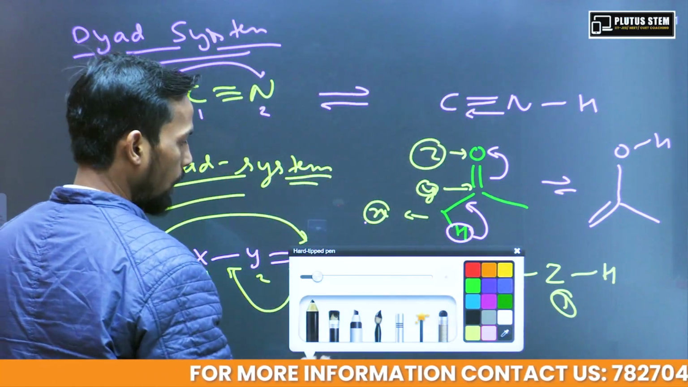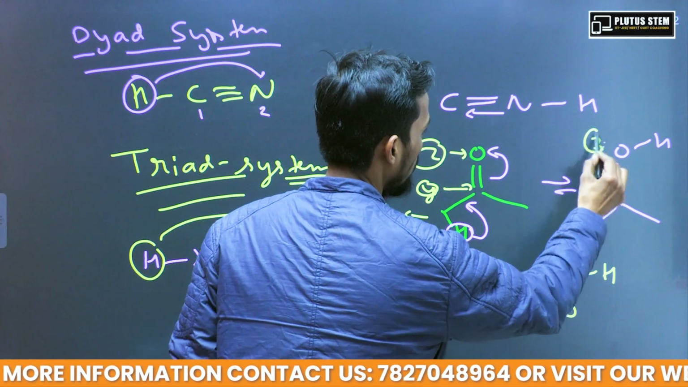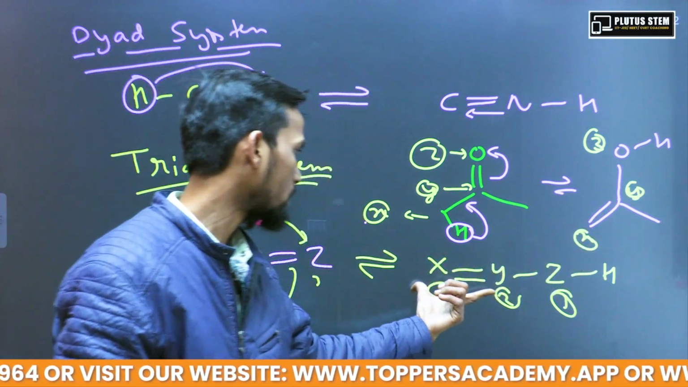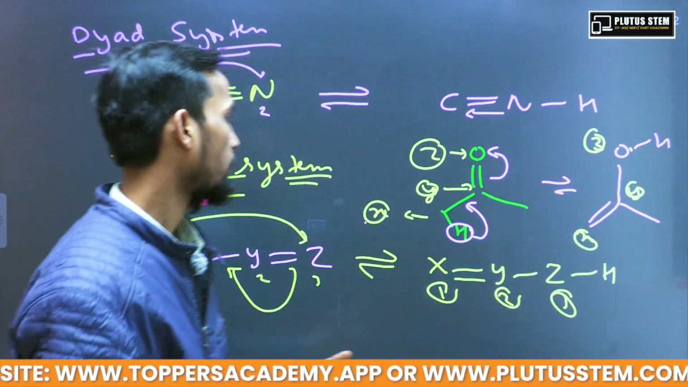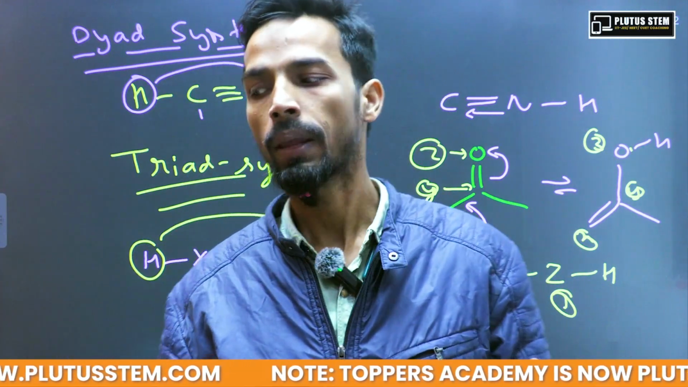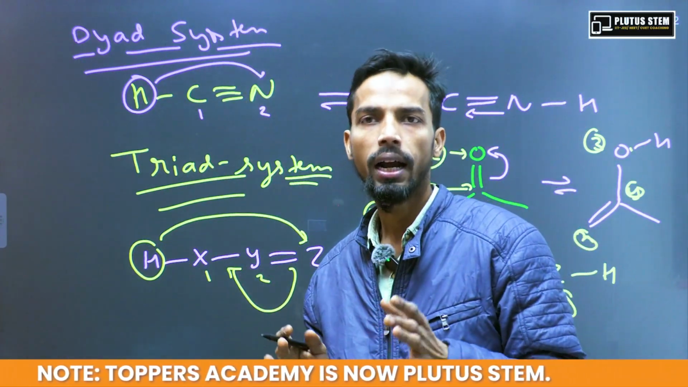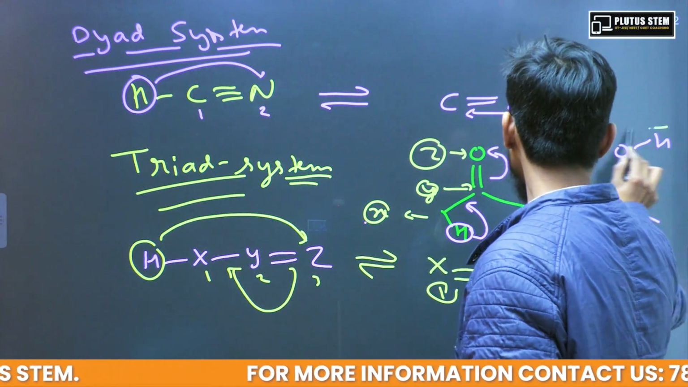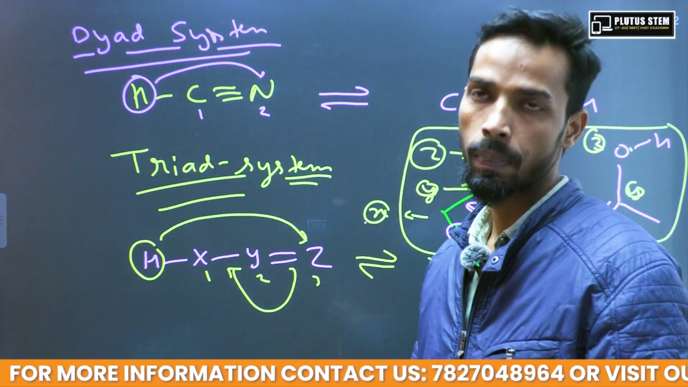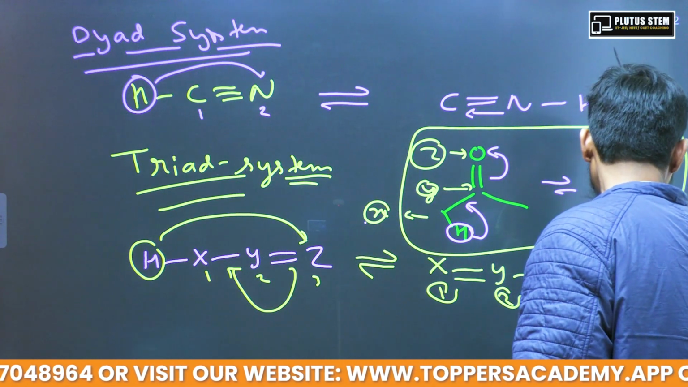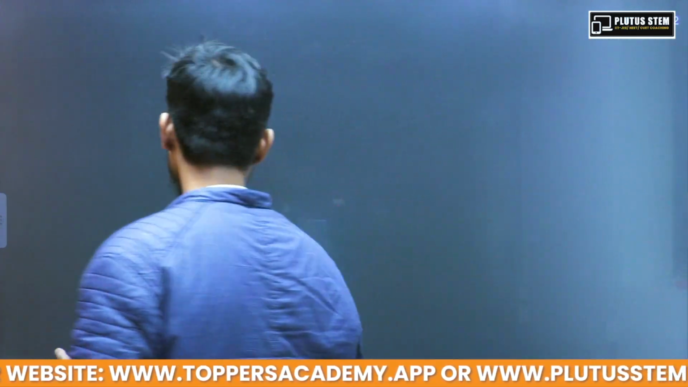So if you see over here now again, this is Z, this is Y, and this is X. At X we have a double bond, and at Z we have hydrogen. So this is the triad system, and generally this type of system is asked in exams, and we will see various types. Generally from this system we see keto and enol tautomerism. From an exam point of view, this is a very, very important concept.